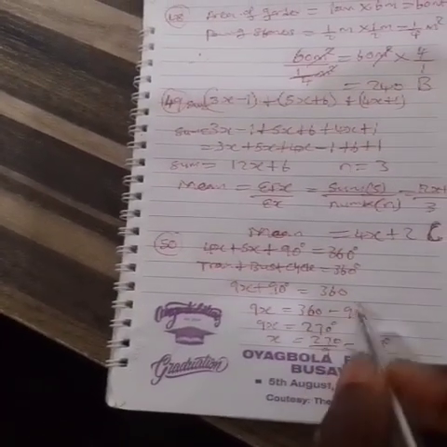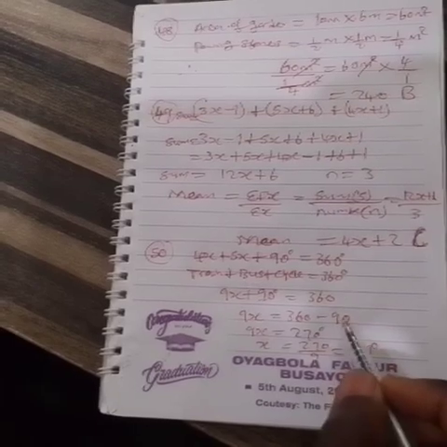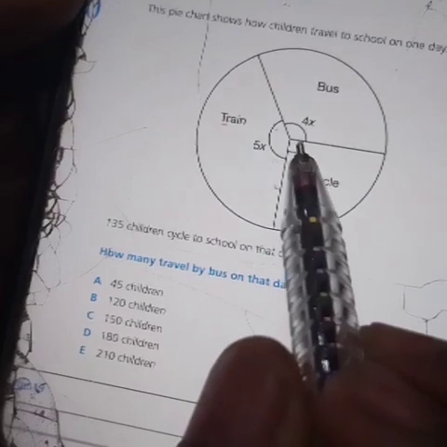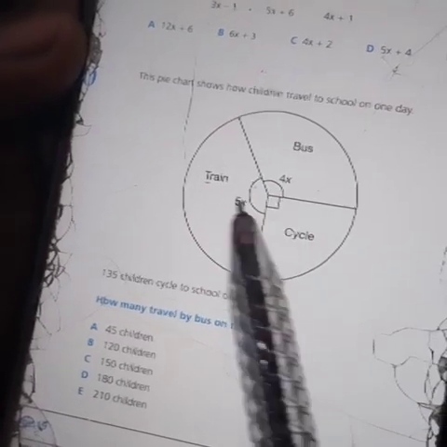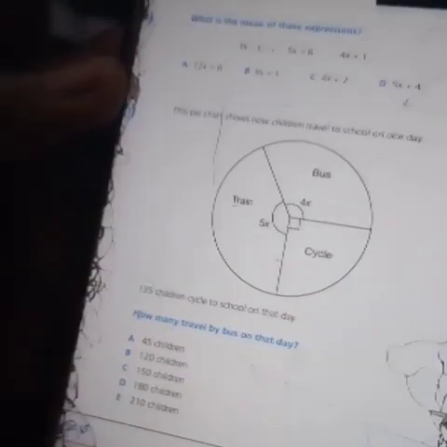I know you are asking a question: how did I get 90? You see this particular place, this four corner, it means 90 degrees. When you see something like this, it means 90 degrees. You will not be given the angle, but it means 90 degrees. So now that we know what x is, we can determine what our 4x is and what our 5x is. So let's go back to calculate that.